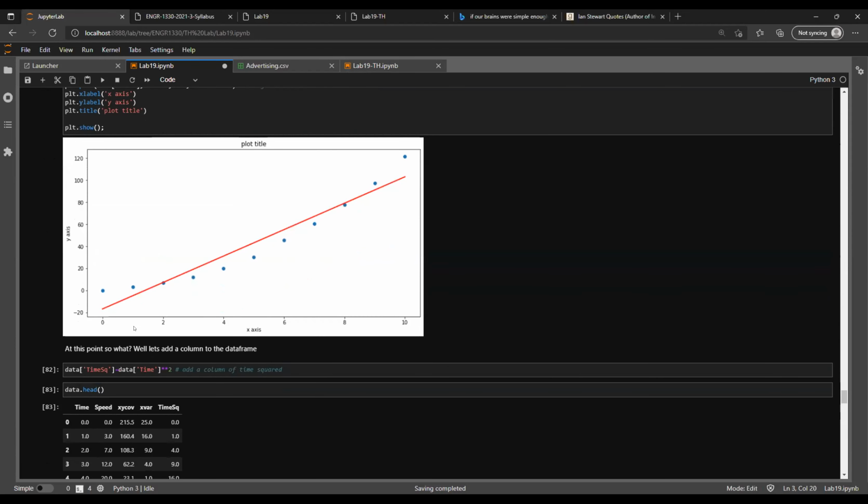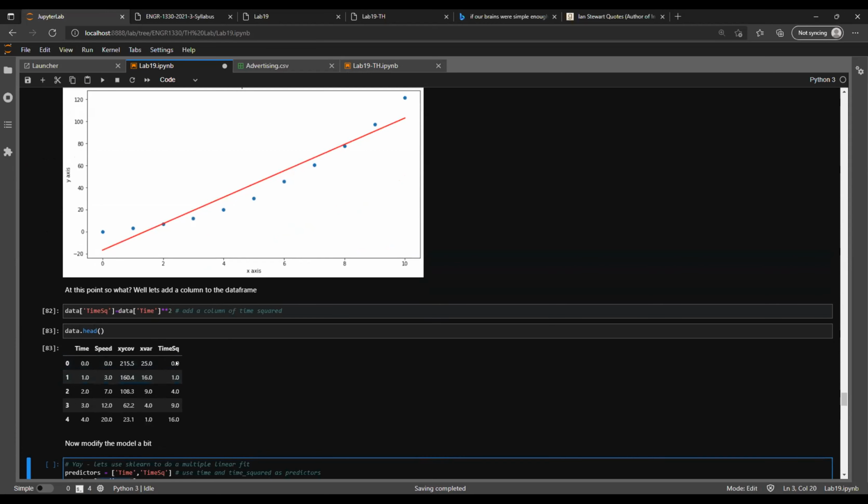So what do I mean by time squared? Well, my time is going up instead of in a linear fashion, so 0, 1, 2, 3, 4. It's going up in a squared fashion, I guess. It's at least polynomial. So 0, 1, and then 4, and then 9, and then 16.